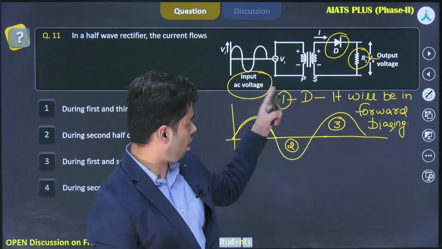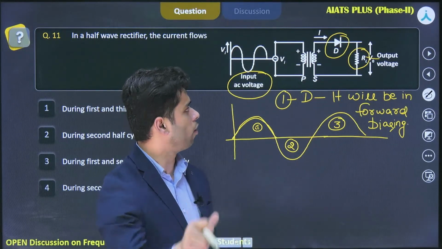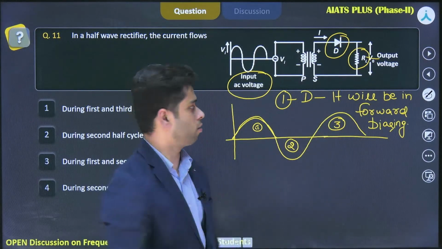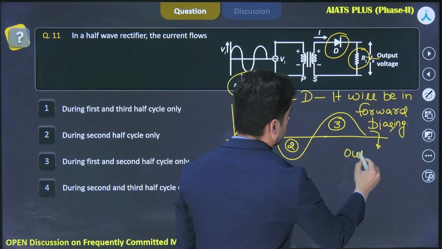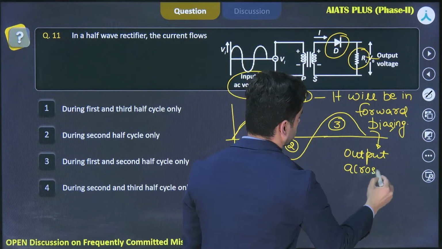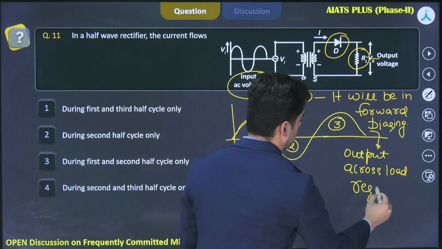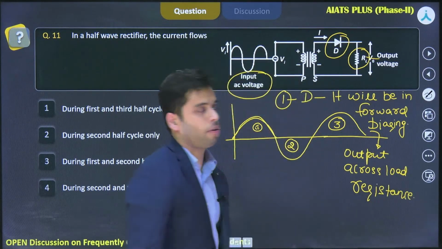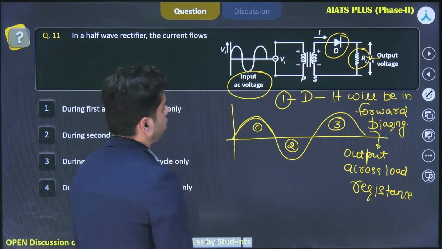So you can replace it with a conducting wire. If this diode D is replaced with a conducting wire, the current will flow through the circuit, and you will get the output across the load resistance, right?